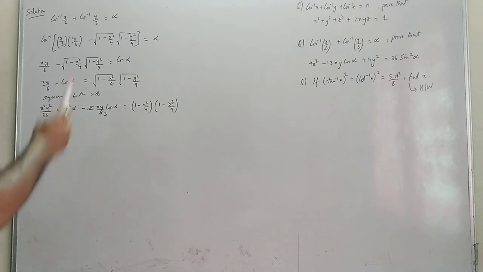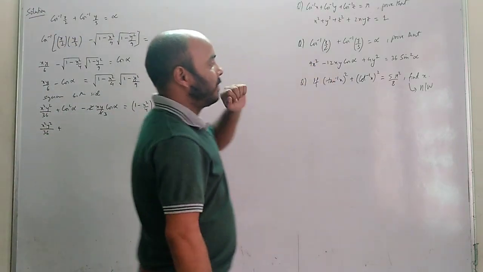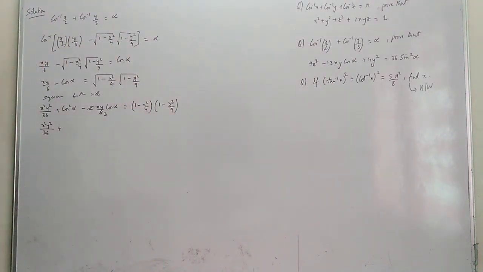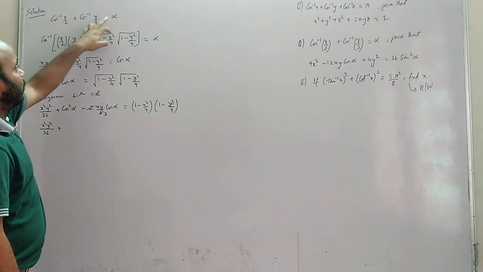Now see the second question. Cos inverse x by 2 plus cos inverse y by 3 is alpha, and we need to prove 9x square minus 12xy cos alpha plus 4y square equals 36 sin square alpha. Okay, let's go for it. So cos inverse x by 2 plus cos inverse y by 3 equals alpha.